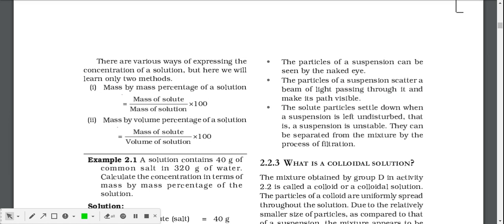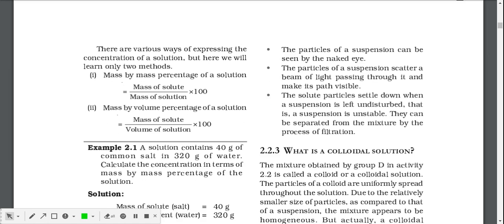So the size of the particles is a little bit larger than in solutions, right? So in this case, what is going on is, as the size is larger, they are able to spread or scatter light, so they can make the path of the light visible. Like you can take an example of Tyndall effect.